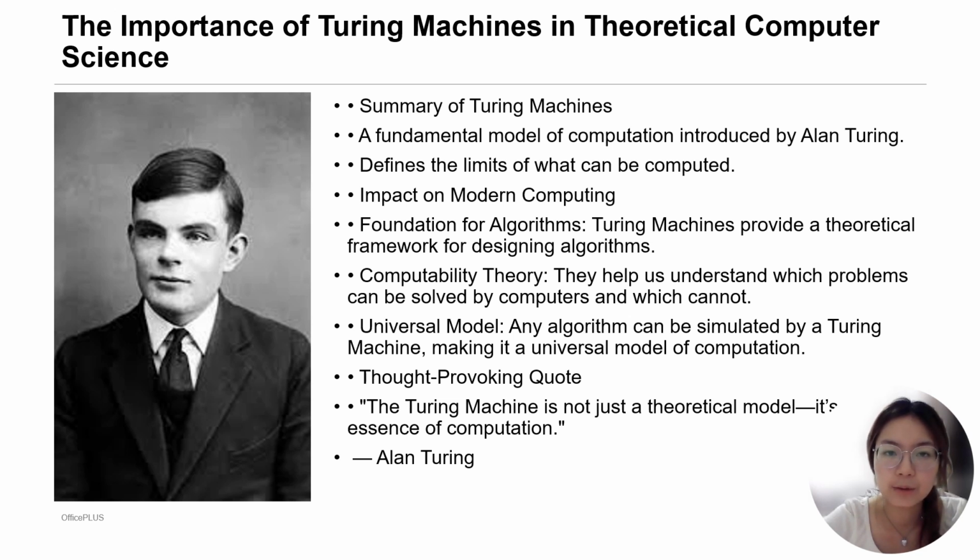And the importance of Turing machines in theoretical computer science. Summary of Turing machines: a fundamental model of computation introduced by Alan Turing that defines the limits of what can be computed, with an impact on modern computing. Foundations of algorithms: Turing machines provide a theoretical framework for designing algorithms. Computability theory: they help us understand which problems can be solved by computers and which cannot. Universal model: any algorithm can be simulated by a Turing machine, making it a universal model of computation. Thought-provoking quote: the Turing machine is not just a theoretical model, it's the essence of computation.